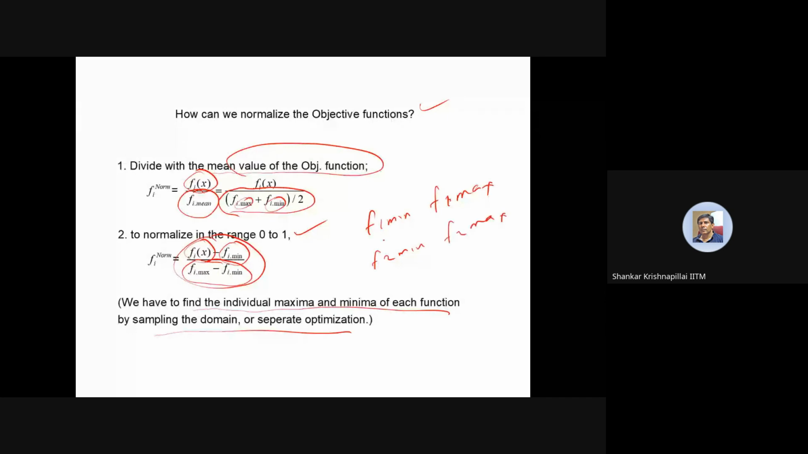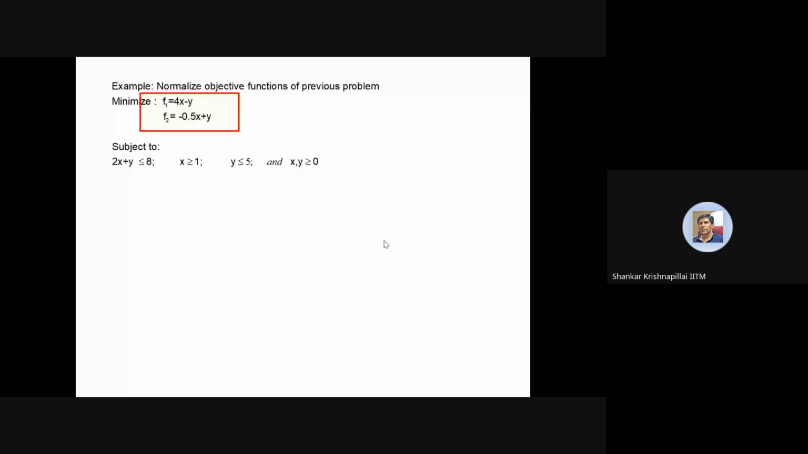We'll just look at an example of how to normalize the objective functions of the previous linear programming problem. There f1 was 4x minus y, f2 was minus 0.5x plus y, and these are some constraints. So how do you normalize them?